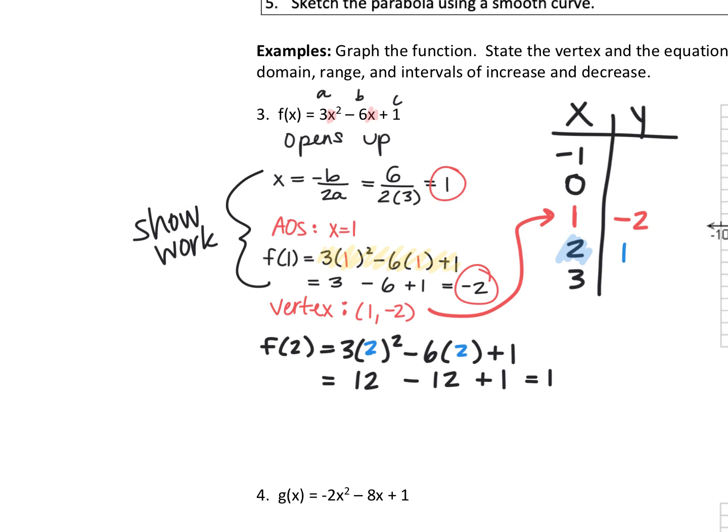And because it is a parabola, that should reflect over, and this one should also have the same y value. Okay, we'll do one more. You just have to do one more because it reflects over, right? So now we'll do the next y value, same process. We're using 3. f of 3 is 3 squared minus 6 times 3 plus 1.